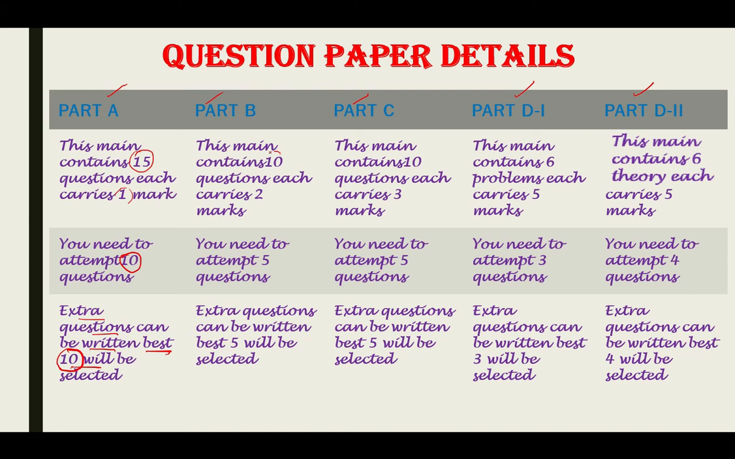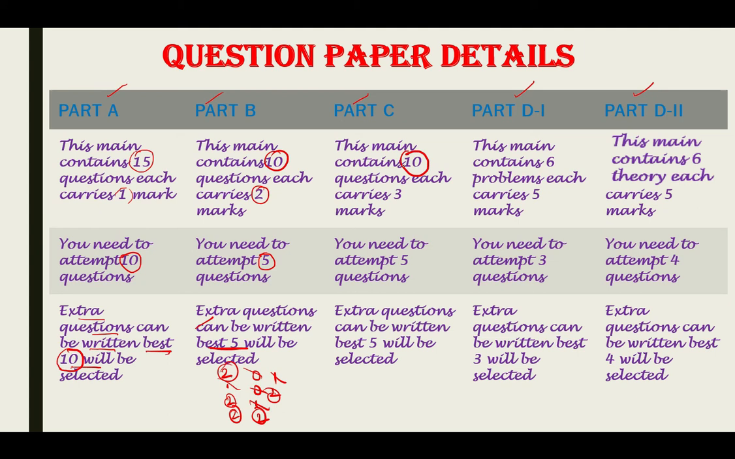Similarly, part B contains 10 questions carrying 2 marks. You need to attempt only 5, but you are eligible to attempt all. The best 5 will be considered. Best 5 in the sense, suppose you got 2, 1, 2, 2, 0, 0, 1, 2, 1, 2. Suppose you have attended all the 10 questions. Then we choose only those having 2 and the remaining we treat as extra. The same thing will be followed for part C, D1 and D2 also.